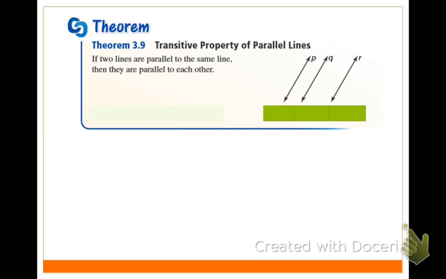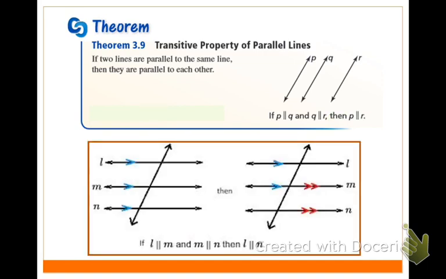Transitive property for parallel lines. If P is parallel to Q and Q is parallel to R, what do we know about P and R? They're also parallel. Just like with line segments, when they were congruent, they had a dash. When angles are congruent, they have that curve mark. When lines are parallel, they have these arrows.